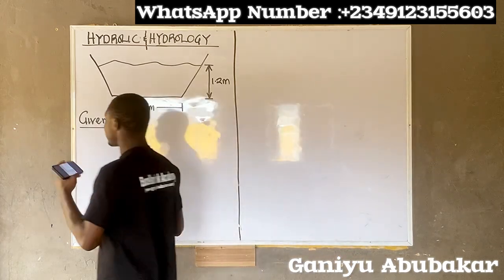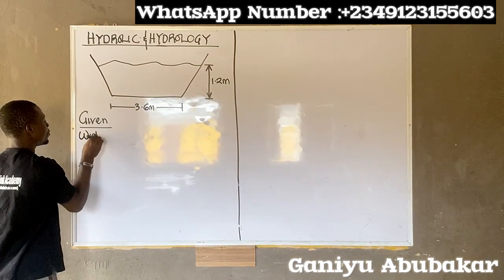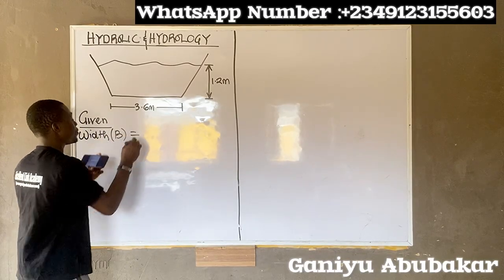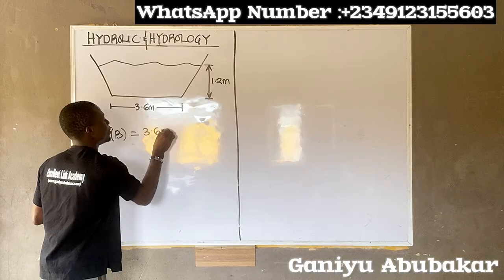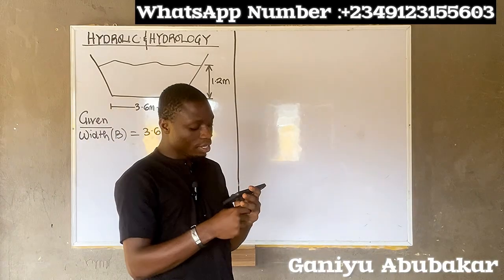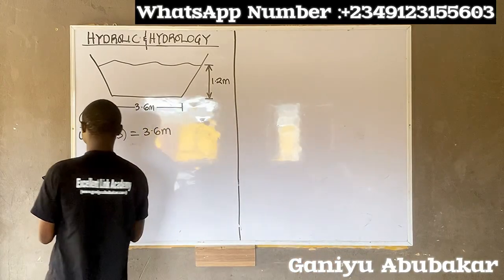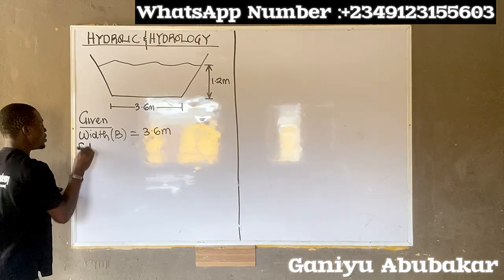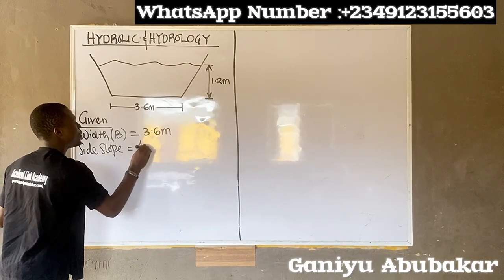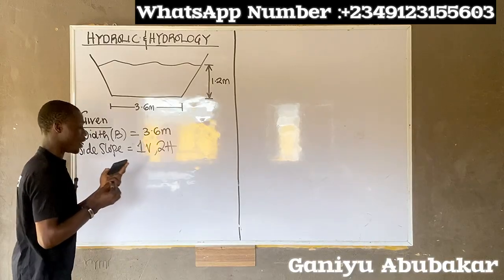So I'm given first the bottom width. That's the width, B, and the value given is 3.6 meters. Next up, it says side slope of 1 vertical, 2 horizontal. So the side slope is given as 1 vertical and then 2 horizontal.